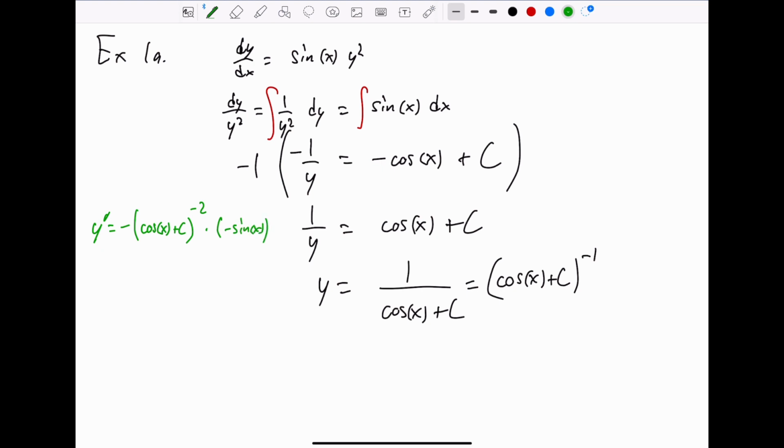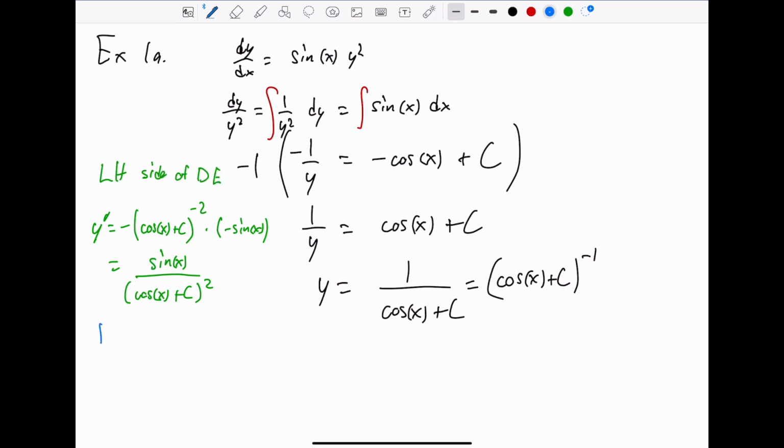And we can simplify this a little bit. We have negative times negative, and then raising to the -2, that's the same as dividing by the whole thing squared. So I can write this as sine of x divided by cosine x plus c quantity squared. So this right here is y prime. Okay, now this is the left-hand side of the differential equation. We can just write that in here right now. That's the left-hand side of the differential equation.